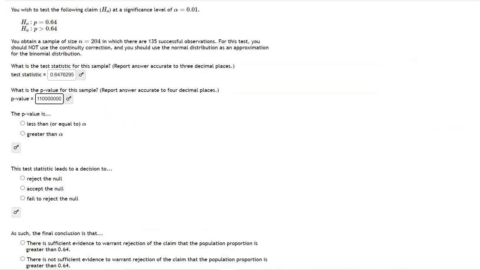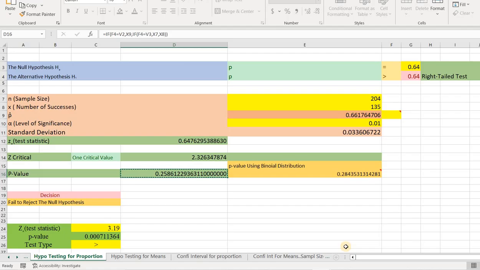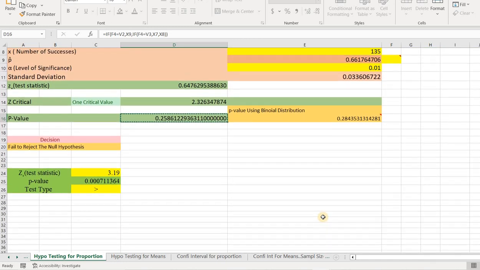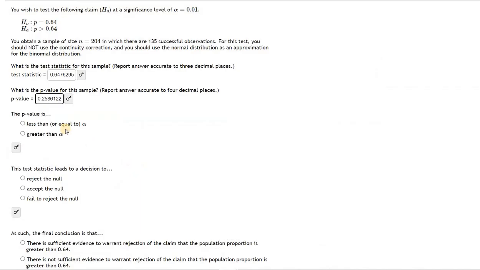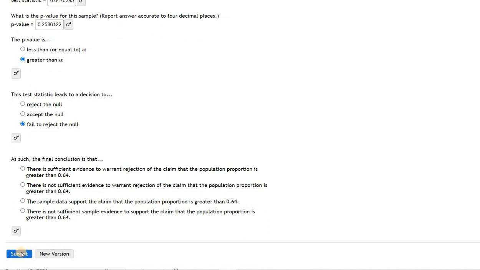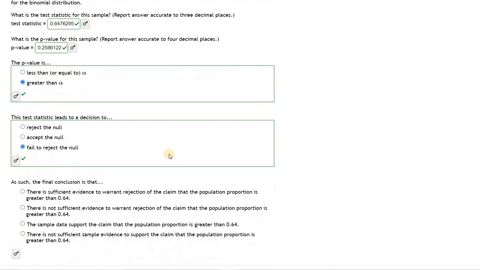As you can see here, the p-value is greater than the significance level alpha. So the decision is going to be failing to reject the null hypothesis. So I'm going to go here and I will say it is greater than alpha, which means we're going to fail to reject the null hypothesis. So now let me just submit to make sure everything is correct.